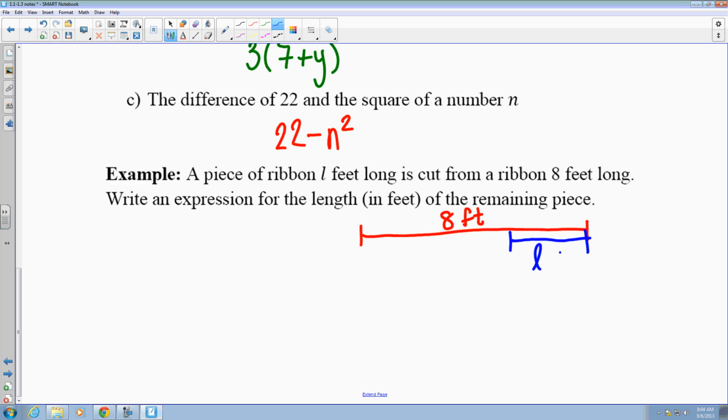That's L feet long. So we don't know how long that blue piece is, but we do know we want to find out how long this green piece is. If you have 8 feet and you take off L feet, this is 8 minus L. So that is our final answer, 8 minus L feet long.